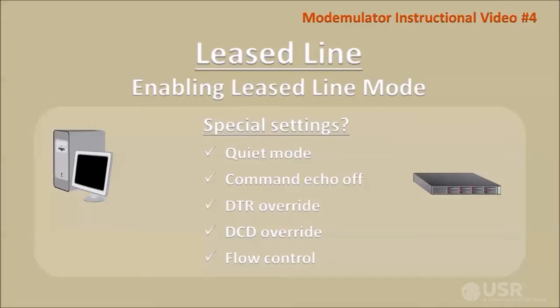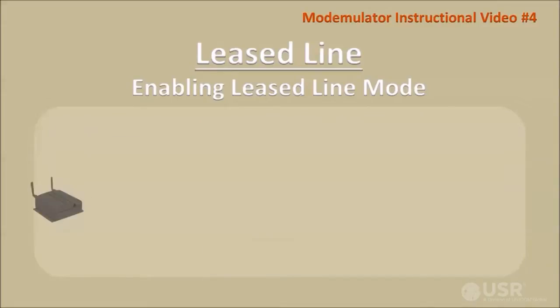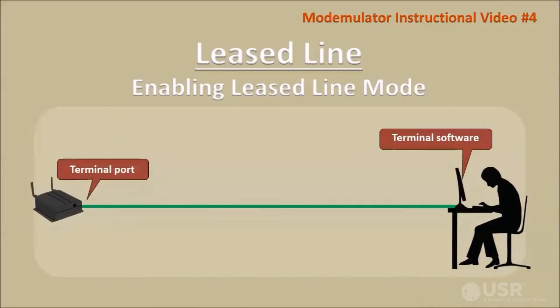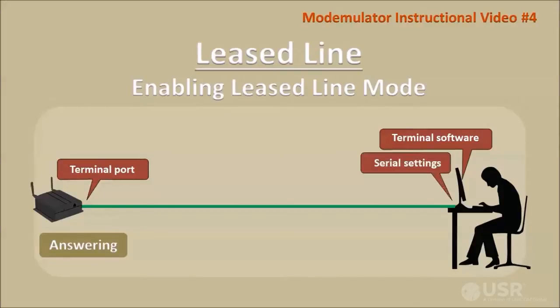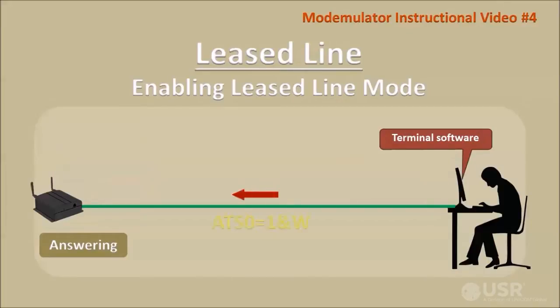Once all the application's requirements are understood, start by configuring the answering modemulator. Connect a terminal, like PuTTY, to the designated answering modemulator. Configure the terminal for the serial settings required by the answering end of the application. Use the S0=1 command to enable auto answer in the modemulator and to establish its serial settings, followed by an &W command to make the current settings non-volatile.